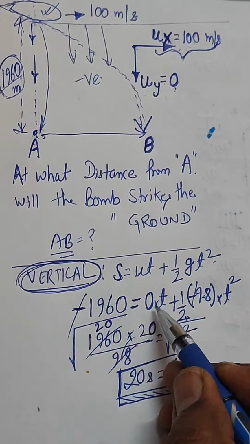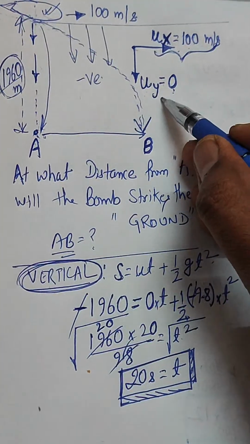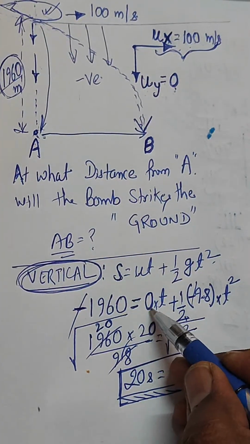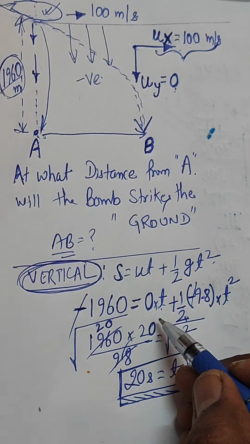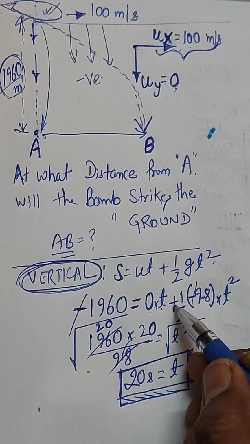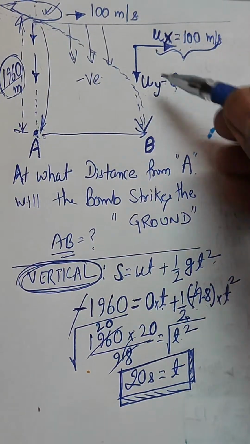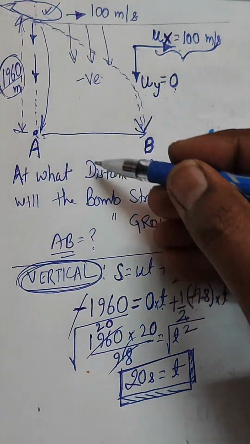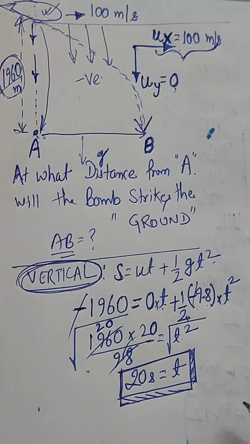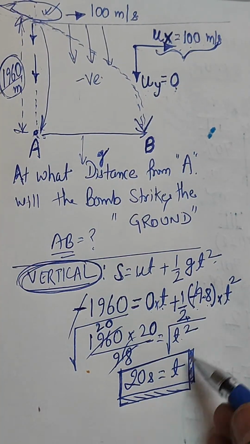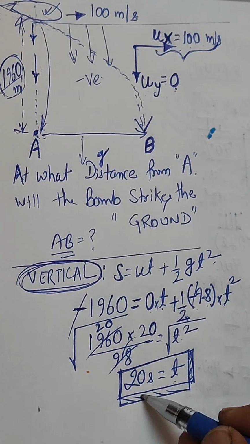So minus 1960 equal to ut. For the vertical direction u is 0, right? So this will become 0, 0 into t, right? Plus half gt square, but g will be minus 9.8 because g is also acting downward, right? From here, this is g, this is g. Now my dear friend, when you just solve it, you get the value of t. The value of t is 20 seconds, right?